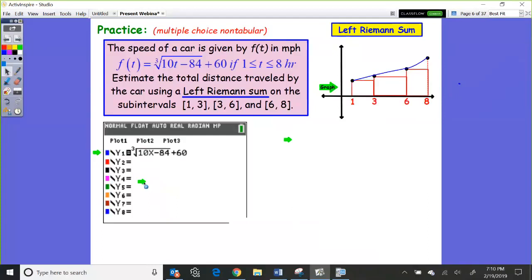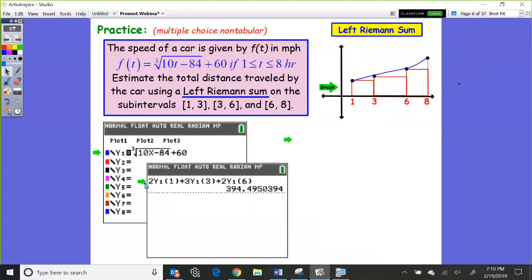So I want to look at, when we come back to the calculator, how you can actually put it straight in your calculator and say the base is 2 times the height at 1, the left-hand side, plus the base is 3 to 6, times the height at 3, the left-hand side, plus the base, which was 2 from 6 to 8, times the height at 6, and come up with an answer.